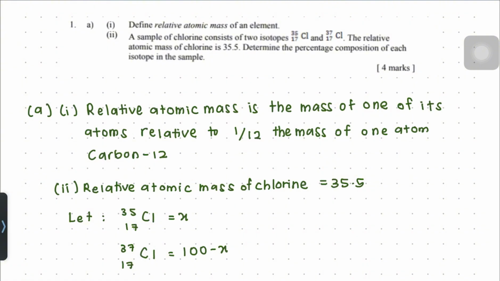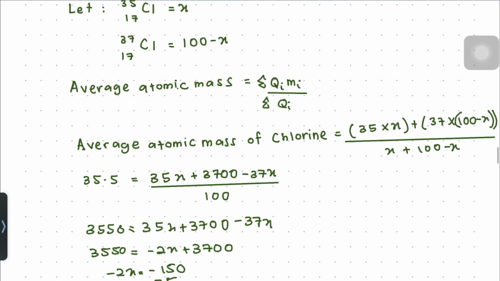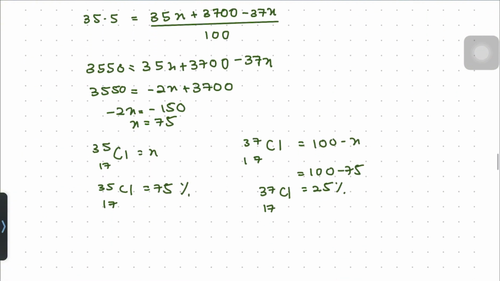The relative atomic mass of chlorine is 35.5. So determine the percentage composition of each isotope in the sample. We can calculate the percentage by letting 35/17 Cl equal X and 37/17 Cl equal 100 minus X. Then we can calculate it by using the formula ΣmiFi over ΣFi. We just need to substitute the isotopic masses in the formula, and then we will get the answer: 35Cl is 75% and 37Cl is 25%.